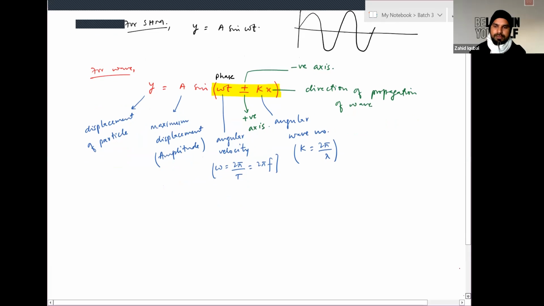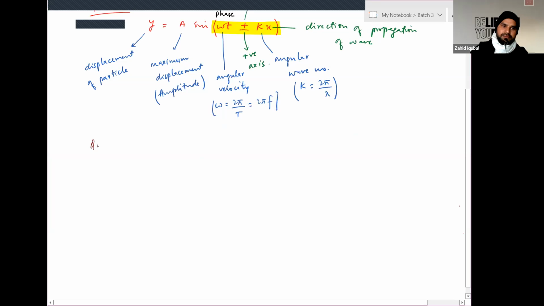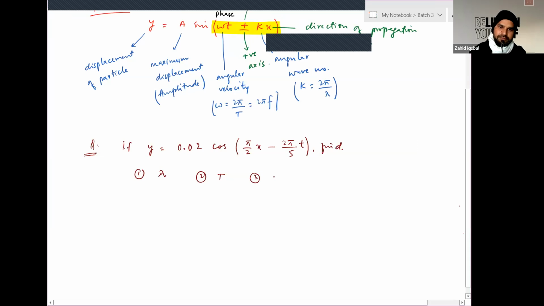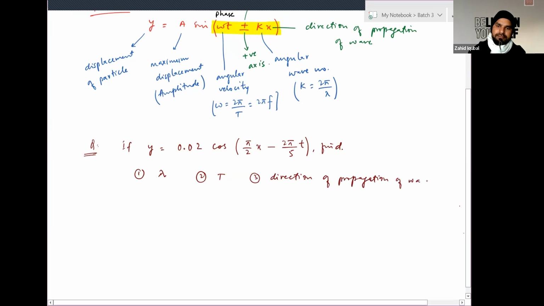Now, the first question related to this concept will be: if y equals 0.02 cos of pi by 2 times x minus 2 pi by 5 t, find first wavelength, second time period, third direction of propagation of wave.